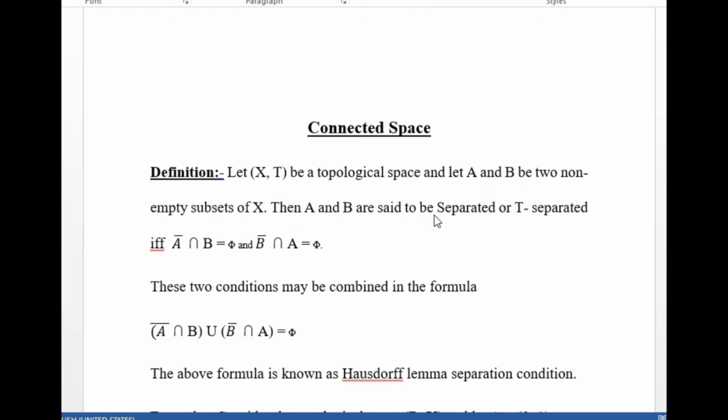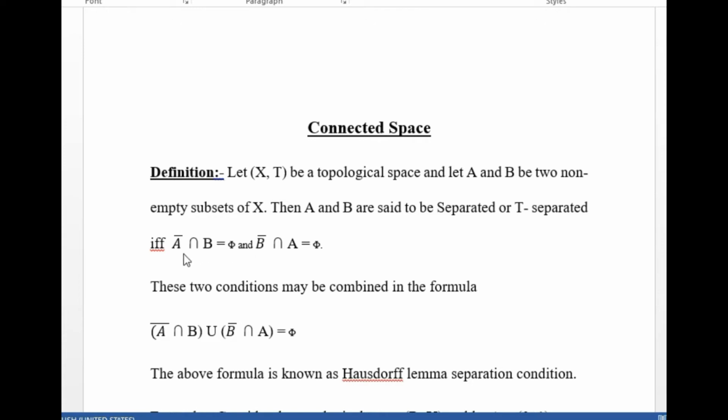Then A and B are said to be separated or T separated sets if and only if A closure intersection B is equal to empty and B closure intersection A is equal to empty, where you know the closure of a set A is the largest closed set that contains A.